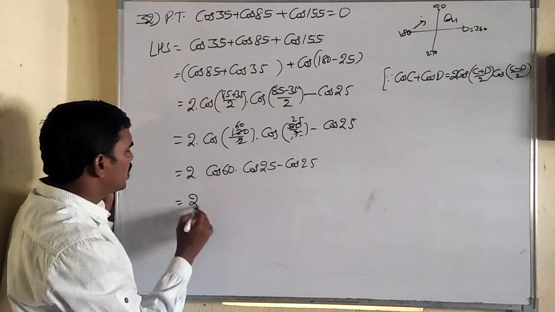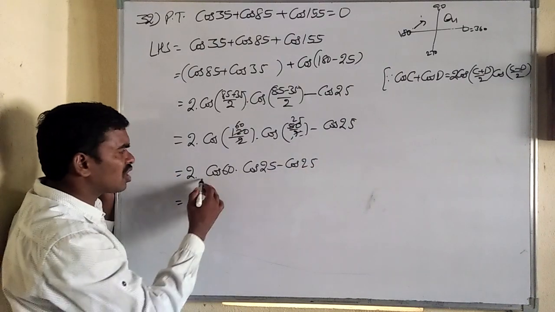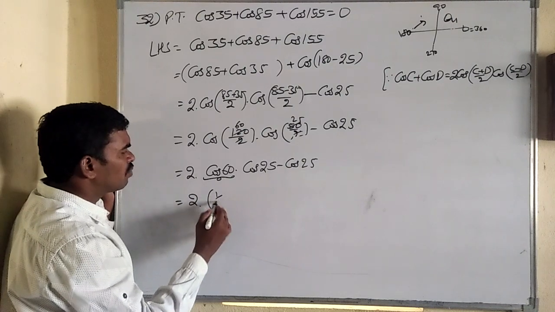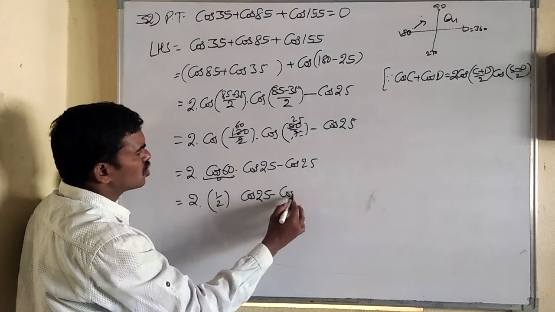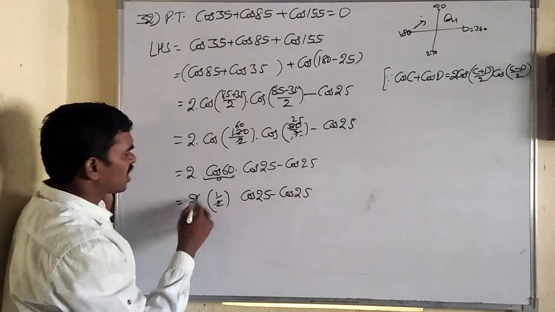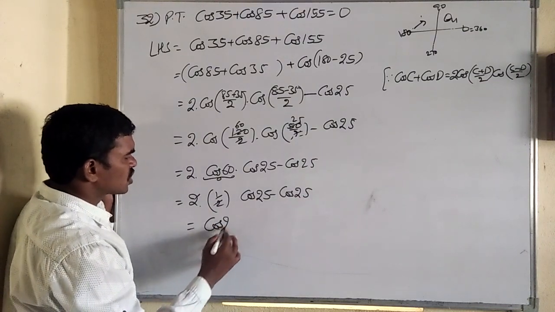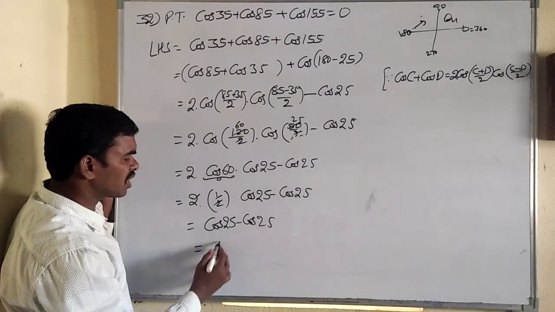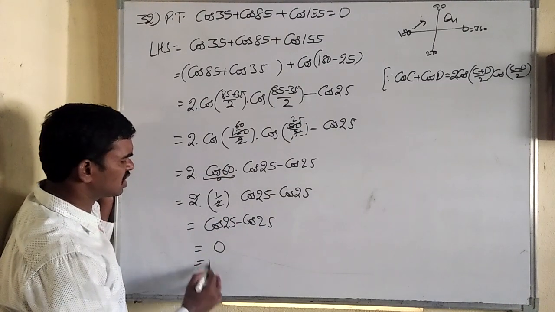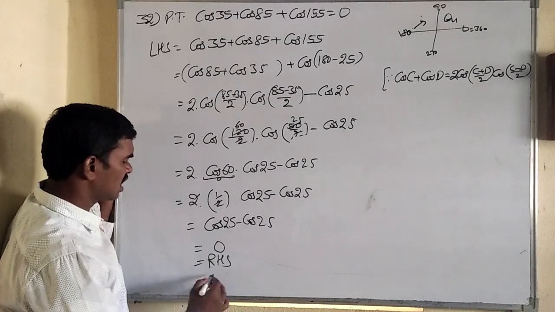Now, what is the cos 60 value? We know cos 60 is 1 by 2, and cos 25 as it is, and minus cos 25 as it is. The 2s cancel, so we get cos 25 minus cos 25. The same term minus the same term becomes 0. Got it, RHS. So we got the RHS. Hence proved.